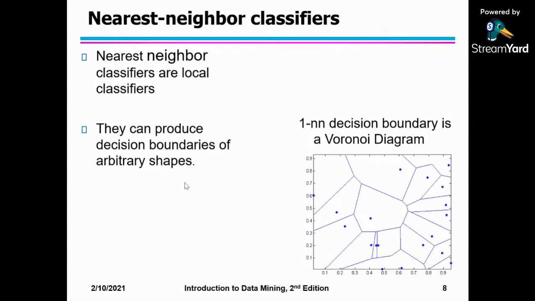All right. So the nearest neighbor classifiers are local classifiers, and they can produce decision boundaries of arbitrary shape. The 1-NN decision boundary is a Voronoi diagram. So here we have a diagram depicting one nearest neighbor, using one as the K value, right? And it's trying to divide the graph into various sectors.